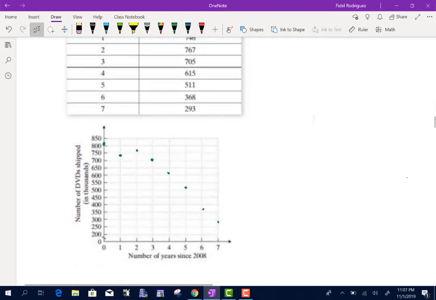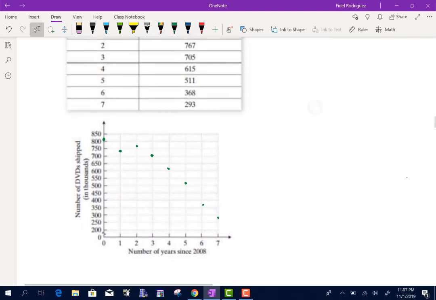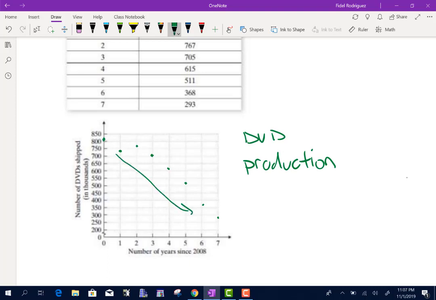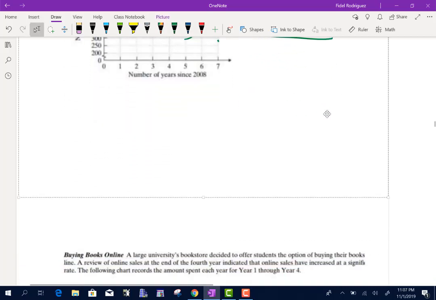So what's the trend? Well, the trend is people are not renting DVDs or they're not manufacturing them because people are going with streaming services. So we would say the DVD production, guys, it's going down, because you can kind of look at the shape of the graph, right? It's going down. The word we would use to describe that, we're saying DVD production decreases, or it's decreasing, right? But it's going down. That's sort of the trend that we're looking for here. Okay. Alrighty. Let me scroll down over to the next problem.